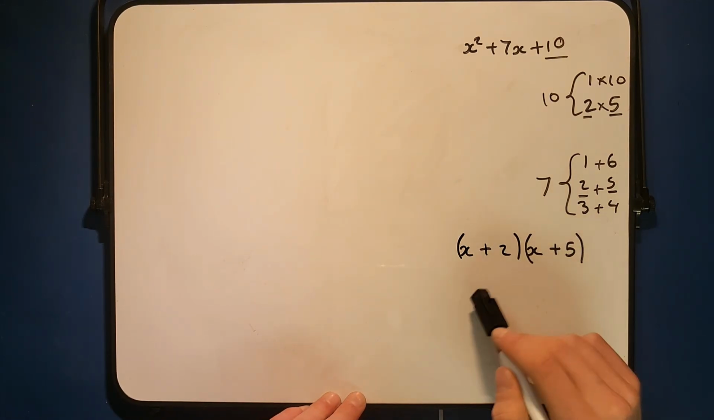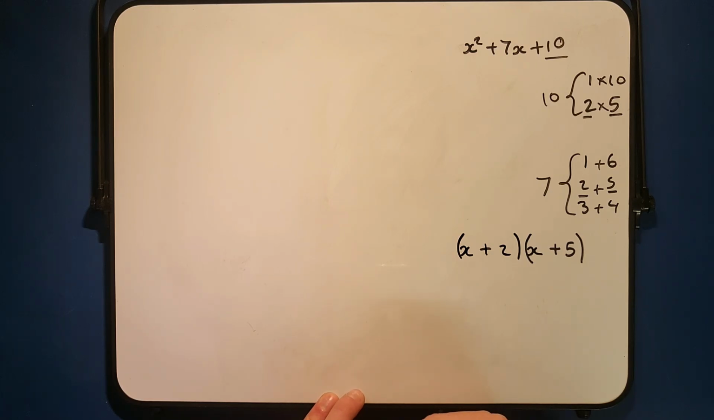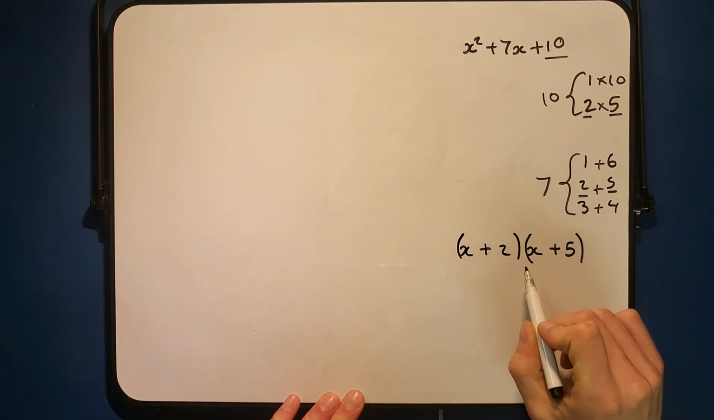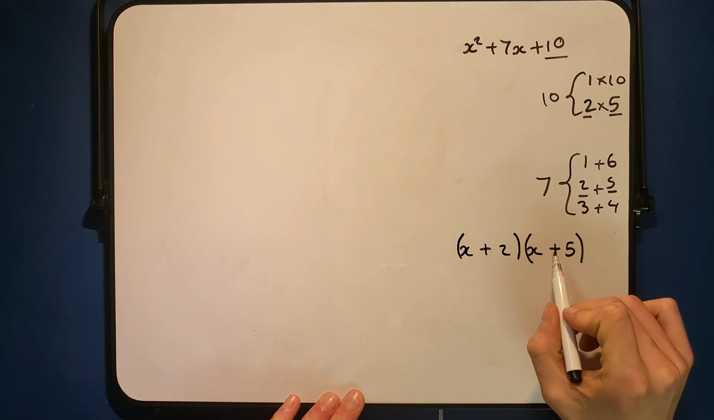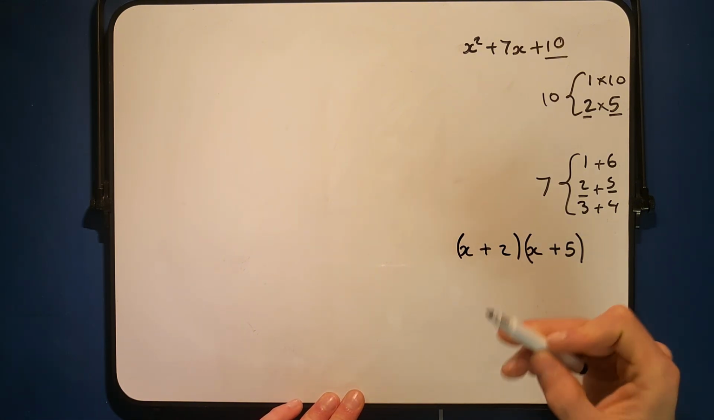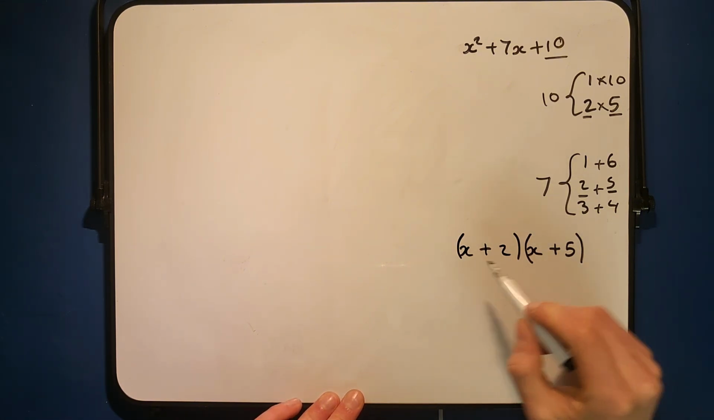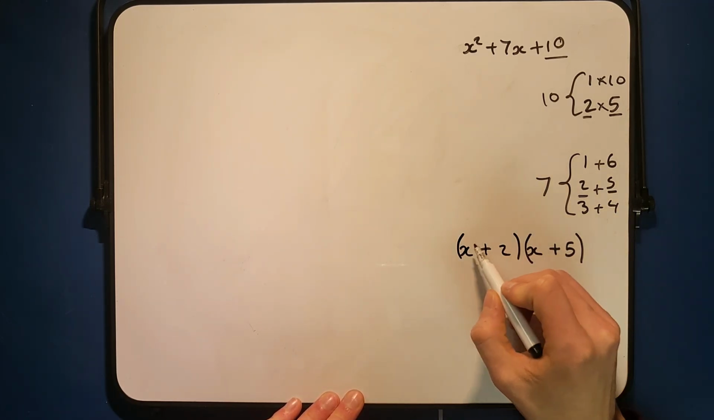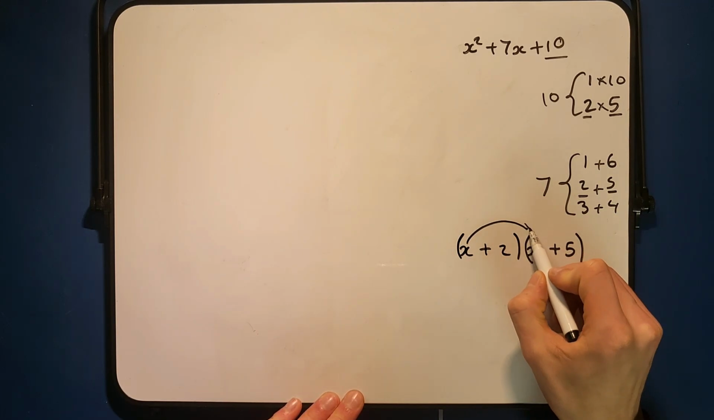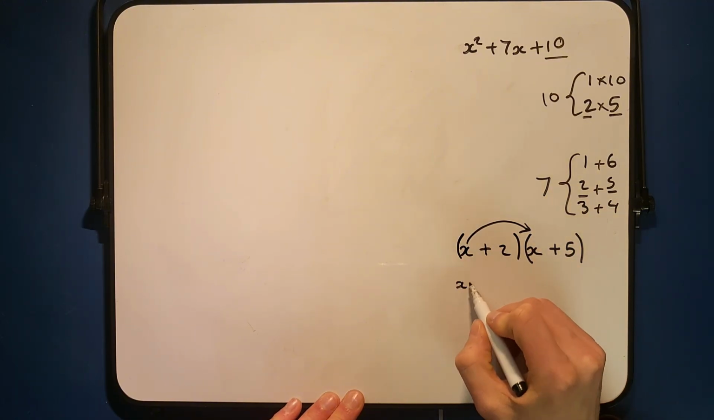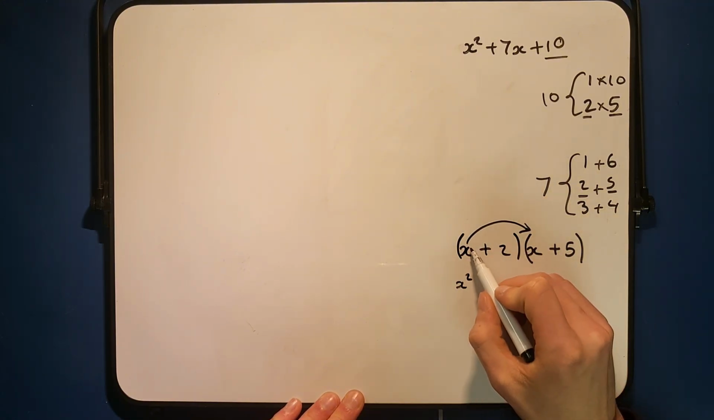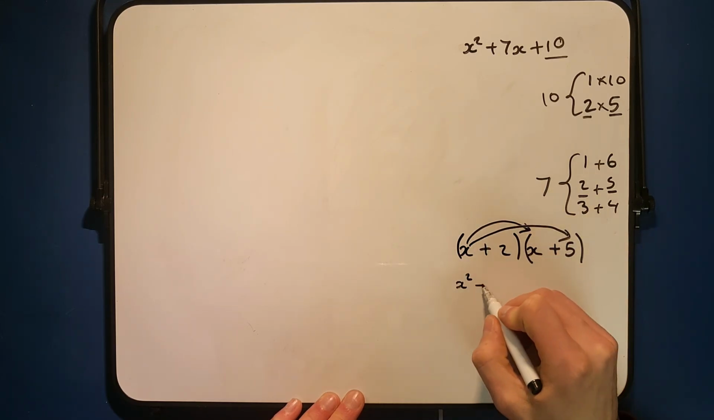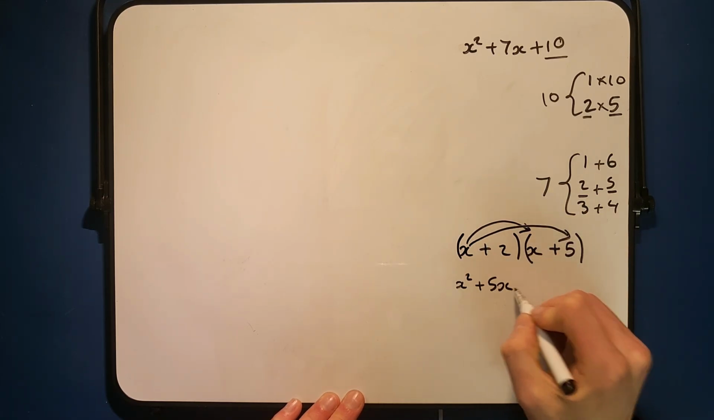Now, to make sure we've done this factorization correctly, we're going to expand these brackets. When we expand a double bracket as such, we need to make sure that we're multiplying every term with every other term in the bracket. So we're going to start with our first term here, x. So x will first be multiplied by x here, and that will give us x squared. Then we're going to multiply x with 5, and that will give us plus 5x.